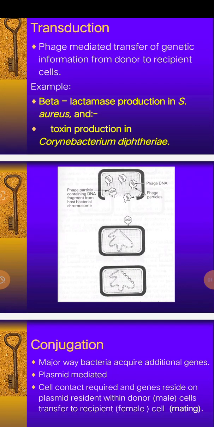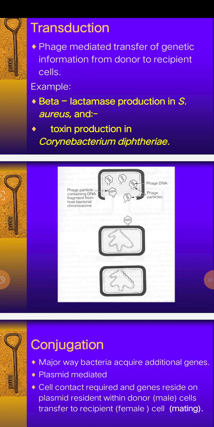In this diagram, you can see that there is a phage particle containing a DNA fragment from the host bacterial chromosome, that is phage DNA. There is a viral capsid, and inside this there is phage DNA. These are the phage particles.